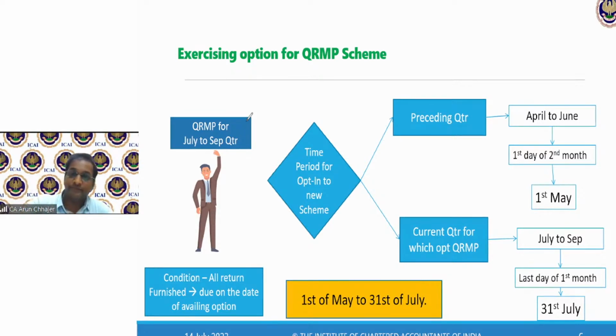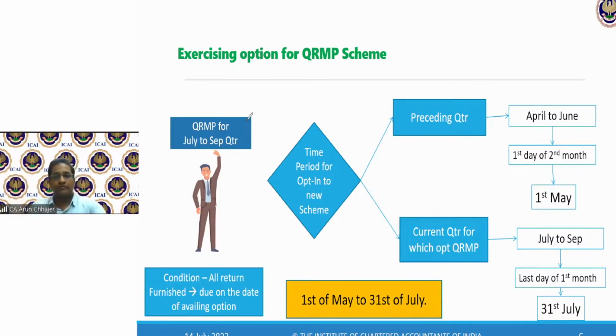Is it clear? Not 1st October. 1st November to 31st Jan. Is it clear to all? The first month of the quarter, that is Jan. So that would be the last date. 31st Jan would be the last date. And this option would be available for 3 months. So go back. 1st November, then November, December, and January. Is it clear?